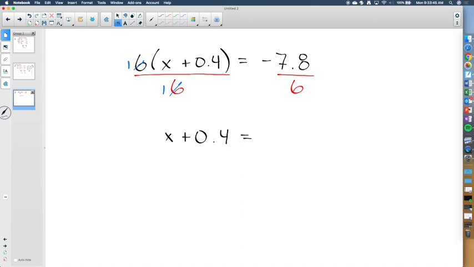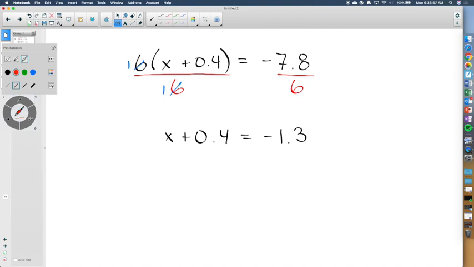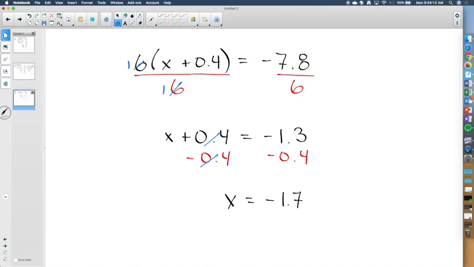Okay. On the other side, we've got our negative 7.8 divided by 6. Negative divided by positive gives us a negative 1.3. And now my opposite is to simply subtract 0.4 from both sides. These 0.4s here cancel out, and I'm left with x is equal to negative 1.7. Okay, I got the exact same answer as what I had on the last slide.